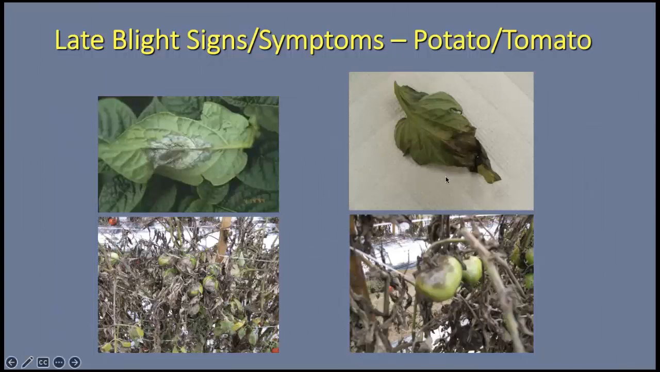The lesions on this one are very non-discrete. A lot of times you don't see circular lesions early on. You see these real sporadic lesions without really good margins.